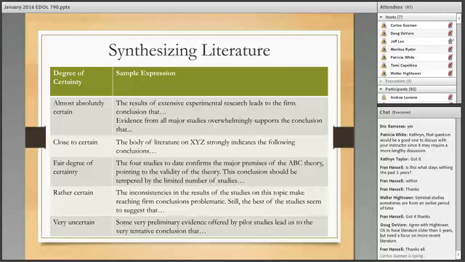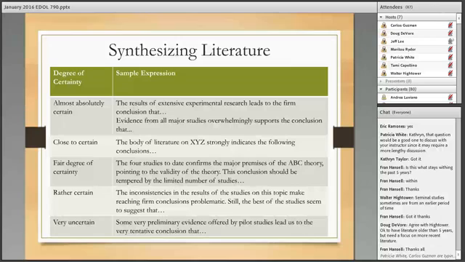So this is where, if you're reading the peer-reviewed articles and you get to the bottom 25% of that funnel, and these are studies that are most like yours, you can start making some broad statements like this and synthesize the literature in a way that really is concise and to the point.